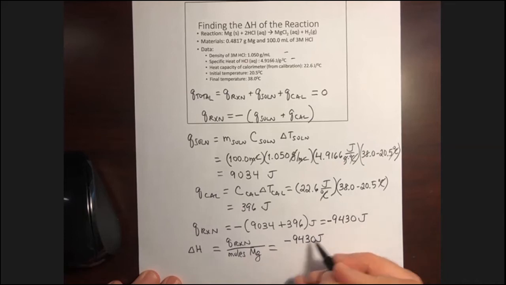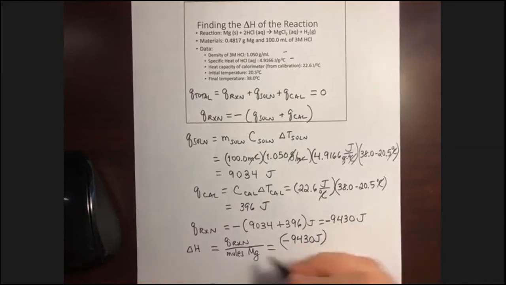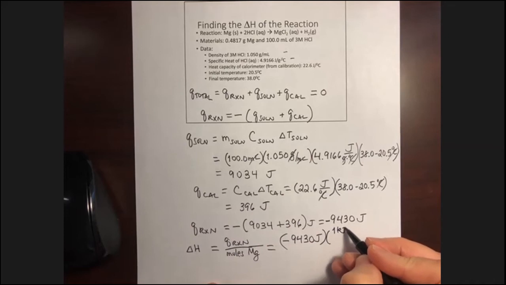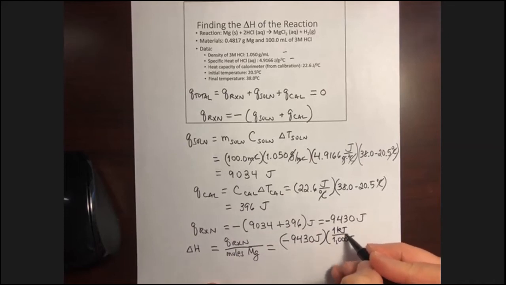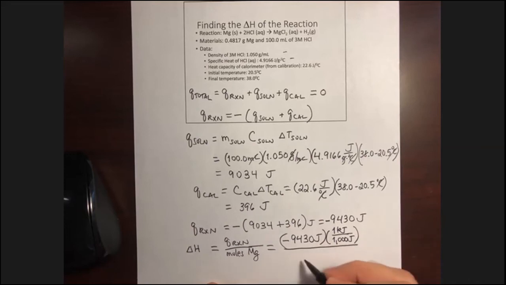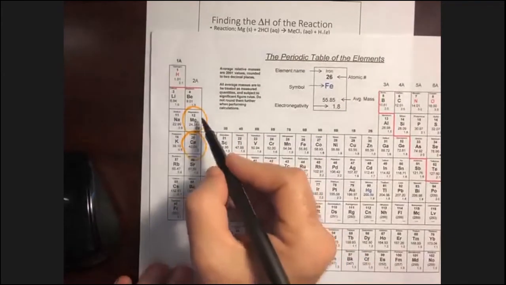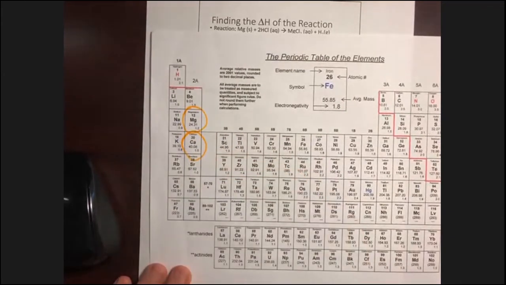So this is going to be minus 9,430 joules. But we typically do enthalpies in kilojoules per mole. So let's convert this into kilojoules. 1 kilojoule is 1,000 joules. And we have 0.4817 grams of magnesium and 1 mole of magnesium. So we need our periodic table, which should be out here somewhere. Oh, here it is. Have your periodic table ready. I circled here magnesium and then calcium for those of you doing calcium. So the molar mass of magnesium is 24.31.